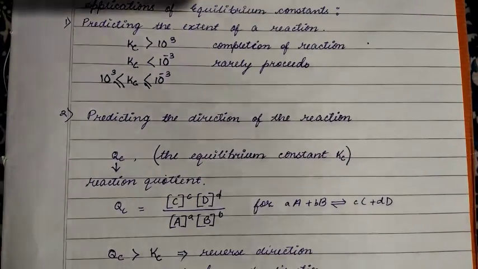Number 2 is predicting the direction of a reaction. Whenever a reaction is occurring, it may be in the forward direction, it may be in the backward direction, right?